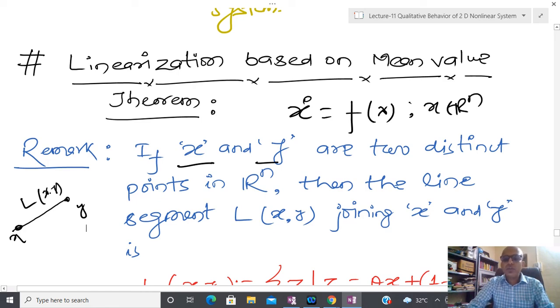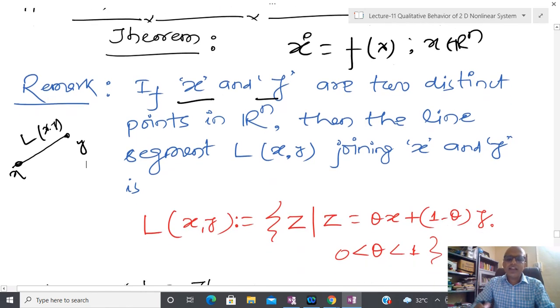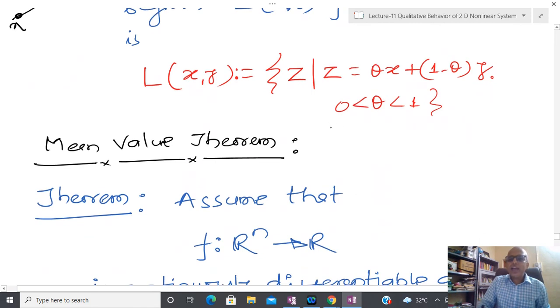This is a very general definition of a line, and you can see that whenever we define the line, we are using the convexity property: theta x plus (1 minus theta) y, where theta lies between 0 and 1. In this way we define a line in higher-dimensional space. Now let us come to the mean value theorem.